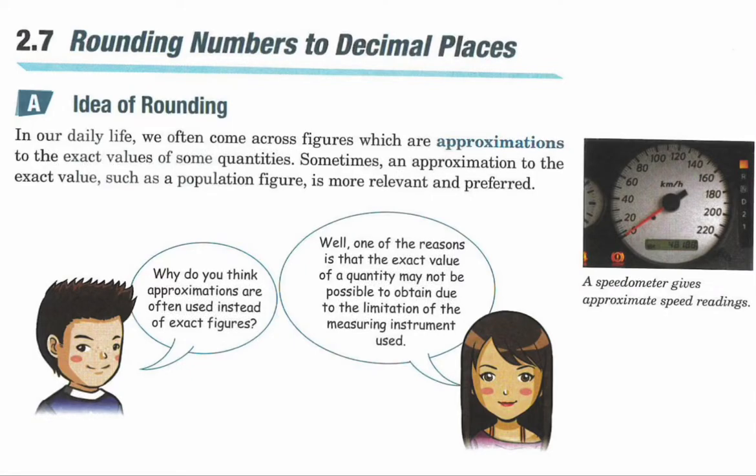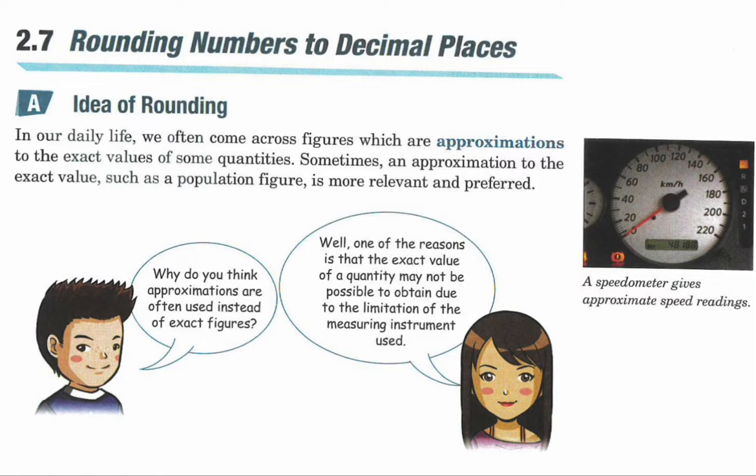Hi everyone, today we are discussing the topic of rounding numbers to decimal places. So, in our daily life, we actually round a lot of the values. We also call that approximating because sometimes we either don't really care for the exact value or it's not possible to figure out the exact value in real time.